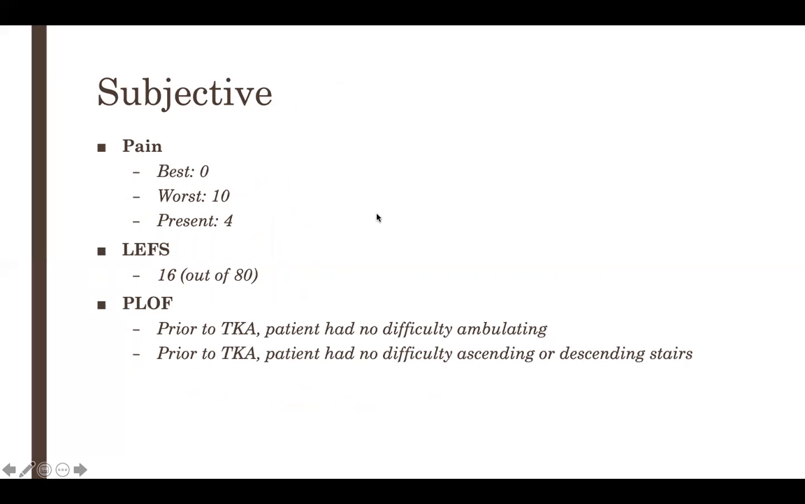She rated her pain at best a 0, at worst 10, and at present 4. This was during the visit, so presently at that first visit, she was at a 4. Her lower extremity functional scale score to start was 16 out of 80. And again, her prior level of function was that she had no difficulty ambulating and no difficulty ascending or descending stairs.